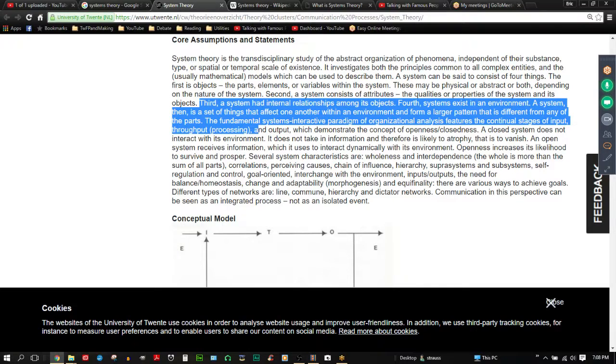The fundamental systems interactive paradigm of organizational analysis features the continual stages of input, throughput, processing and output, which demonstrate the concept of openness and closedness. A closed system does not interact with its environment, it does not take in information, and therefore is likely to atrophy, that is, to vanish. An open system receives information which it uses to interact dynamically with its environment. Of course, most closed systems that we're interested in do not vanish because they are human-made. They are like math and stuff like that, and grammar.